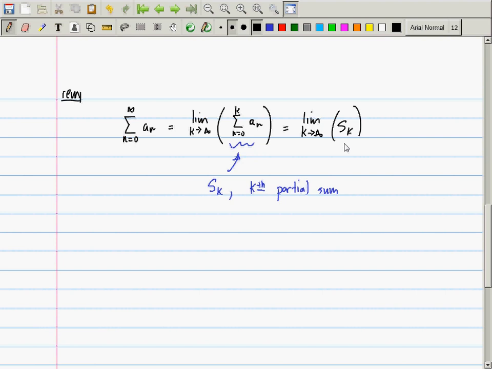So to say the series exists is exactly equivalent, they are the same thing, as saying that the limit of the sequence of partial sums exists. So what we must do is, for the geometric series, write down the formula for the kth partial sum. Okay, so let's do it.